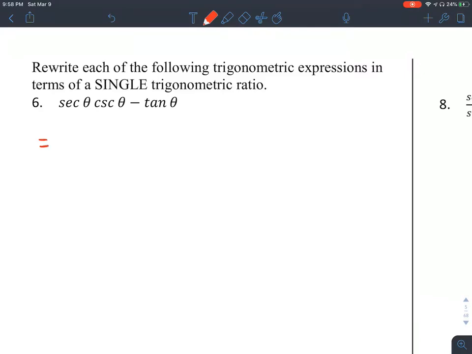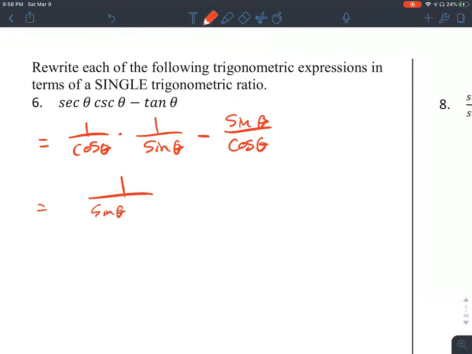So for example, secant of theta is the same as 1 over cosine of theta. Cosecant of theta is the same as 1 over sine of theta. Tangent of theta is the same as sine of theta over cosine of theta. So what happens next? What happens next is we are trying to subtract these two things, or to subtract two things and one of them is a fraction, you need common denominators. So this first fraction has a denominator of sine times cosine. So that means the second one, we're going to have to multiply the top and the bottom by sine of theta to get common denominators.